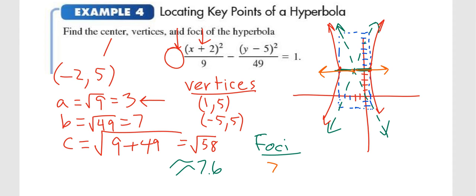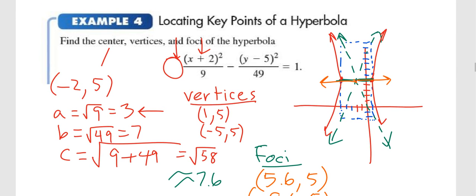So 7.6, did you say? No, that can't be it. I can't read my hand. What did I have? 5.6. That's true, because if you add negative 2 to 7.6, you get 5.6. So 5.6, comma 5, and then negative 9.6, comma 5. That would be the subtraction to find them. You're going 7.6 units from the center that way, and 7.6 units from the center the other way. You have to find one focus in each branch.